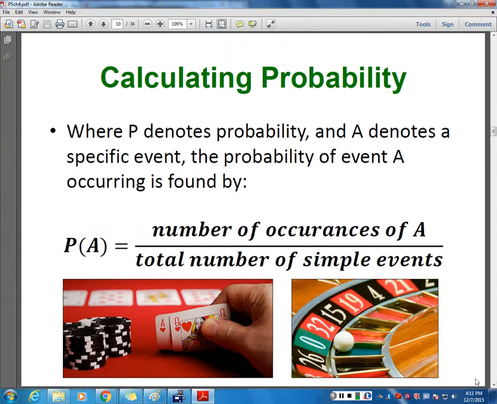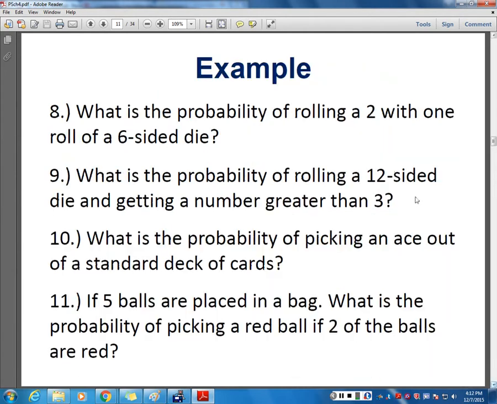Well, once we know the total number of simple events, we can calculate probability. Where P denotes probability and A denotes a specific event, the probability of that event is found by the number of occurrences of the event divided by the total number of simple events. In other words, total number of ways it happens divided by the total number of possibilities. Let's do a few examples.